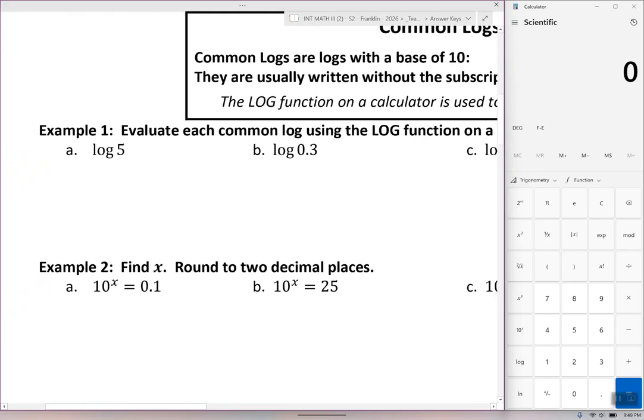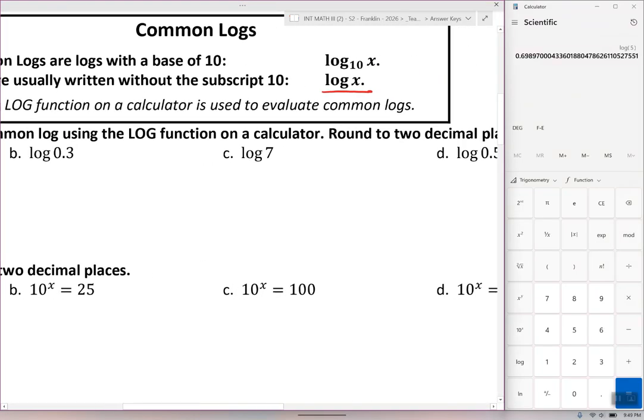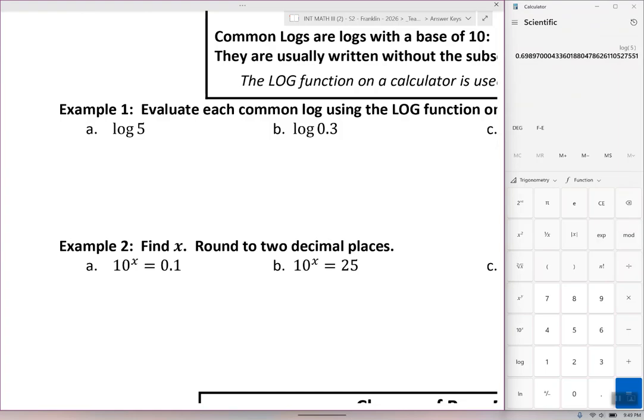So here we have log 5, and it's real simple. We're just going to say 5 and hit the log button. It gives us 0.6989 and so on. But for these notes, we're going to round to 2 decimal places. So we'll call this 0.69. Now the 9 will round up to the next 10, so we'll say 0.70. I like to have that second 0 so that we know it was rounded.